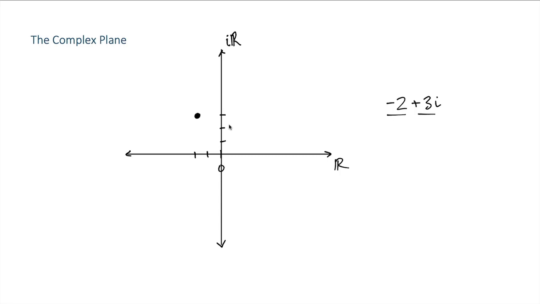So we can plot complex numbers on what we call the complex plane, where the horizontal axis represents the real numbers, the vertical axis represents imaginary numbers, and every other point is, of course, just a combination of a real part and an imaginary part.